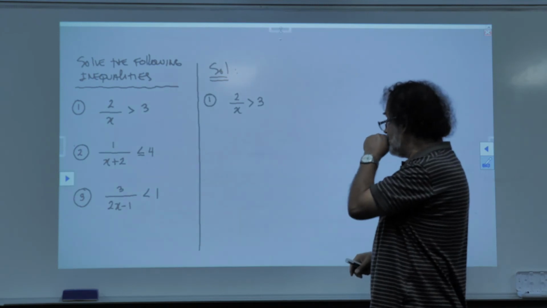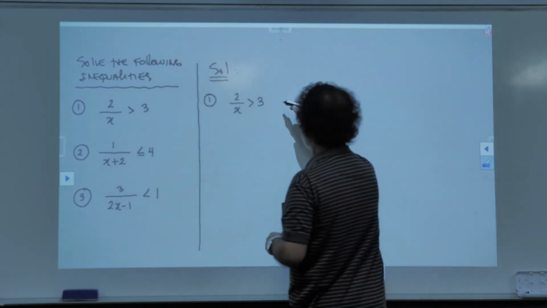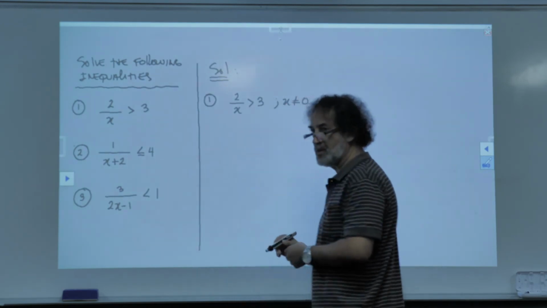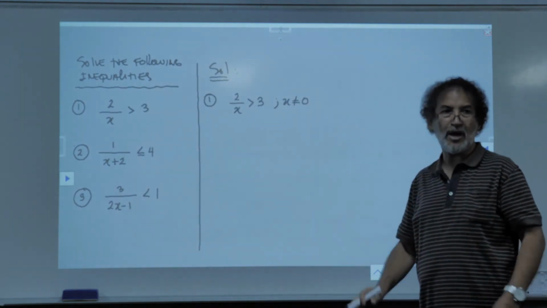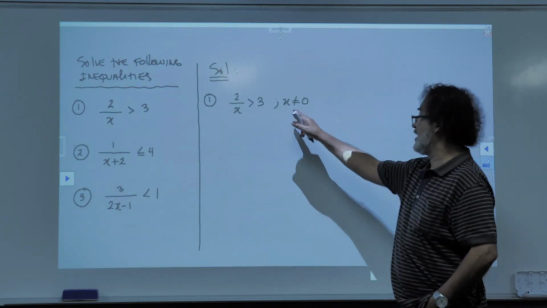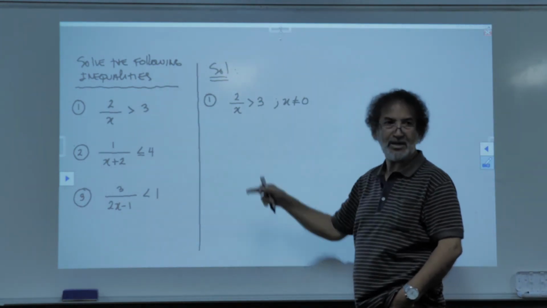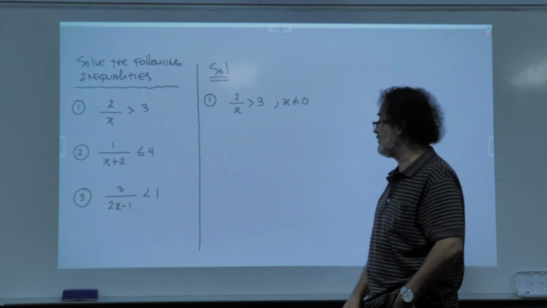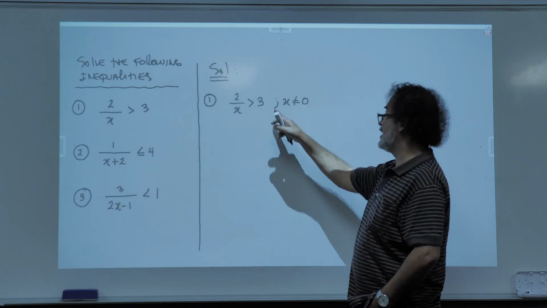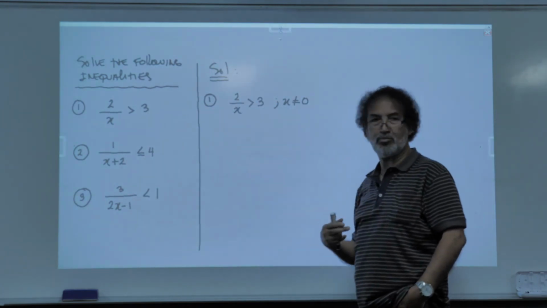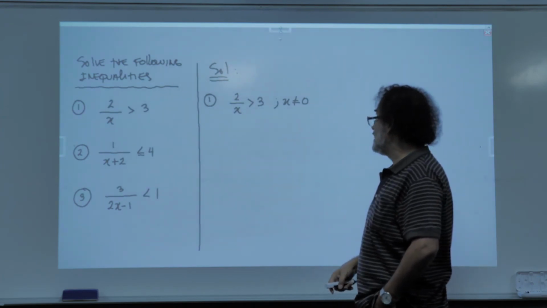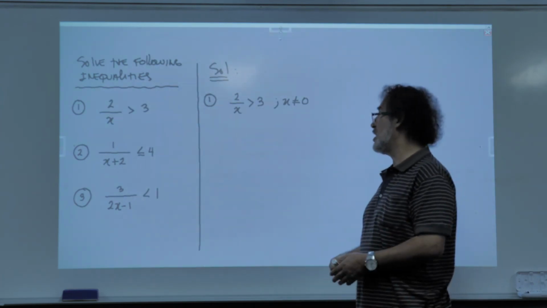One thing that we need to say is that x cannot equal 0. Whatever the answer is, we know that x cannot equal 0, because if x equals 0, then you're going to have to divide by 0, and that is undefined. So we cannot get rid of this fraction by multiplying by x. So then how are we going to overcome that problem?